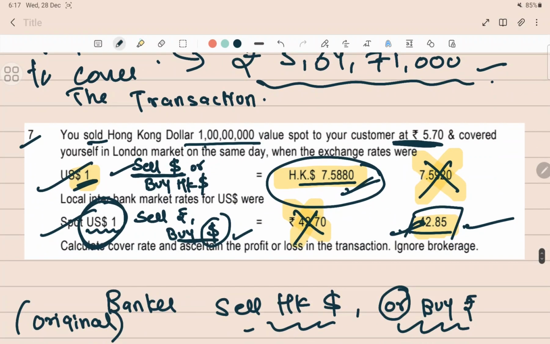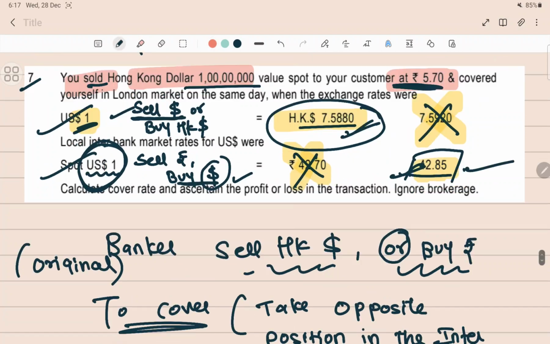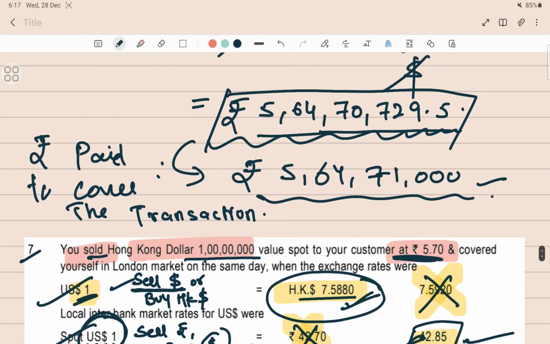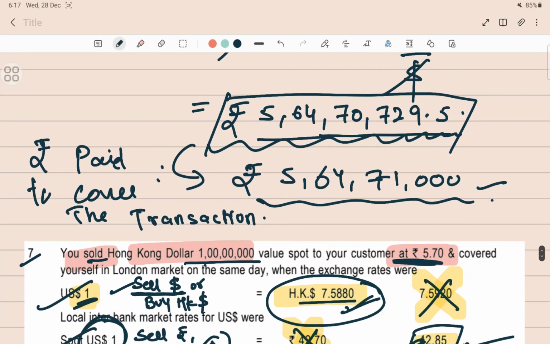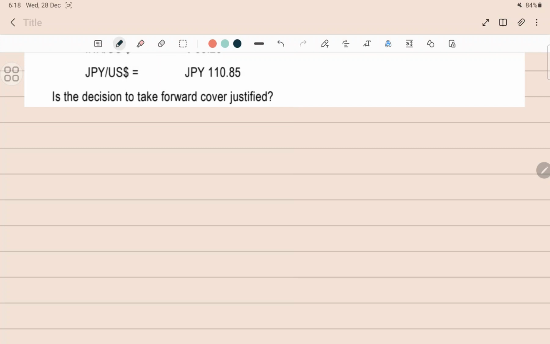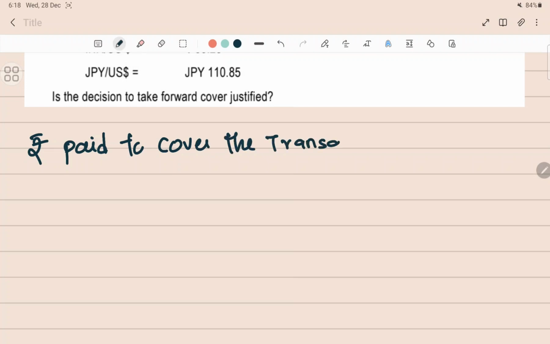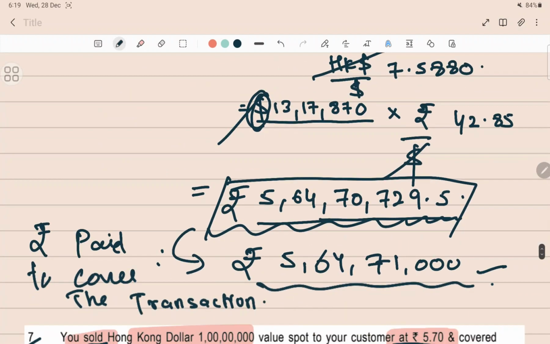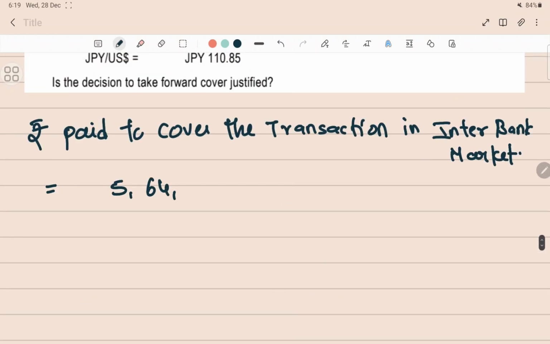And what was my original transaction? You sold HK dollar 1 crore at 5.7. So it means I received rupee at 5.7 into 1 crore, which would be 5.7 crore. So where do we write this? I'll write it here again. See, rupee paid to cover the transaction in the interbank market is equal to 5,64,71,000 rupee. Okay, and this is part 1.